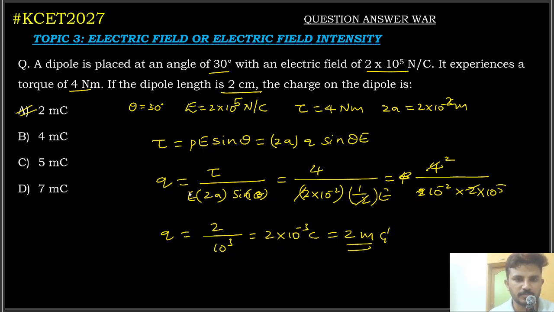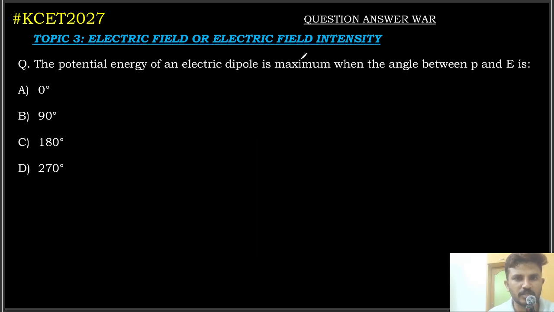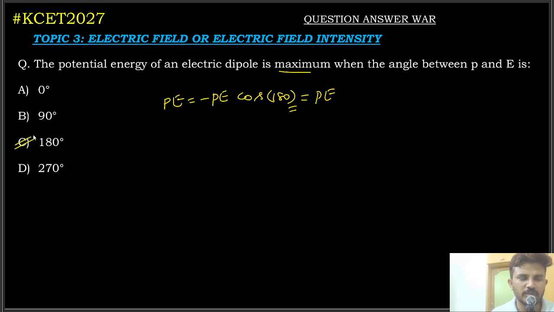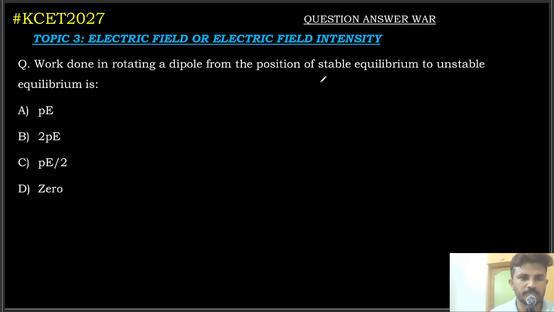E was missing here. Okay. Next, potential energy of electric dipole in uniform field. The potential energy is maximum when the angle between P and E is 180 degrees. Potential energy is given by minus PE cos theta. Cos 180 is minus 1, so minus into minus is plus, you will get PE. So at 180 degrees, the potential energy will be positive and maximum.